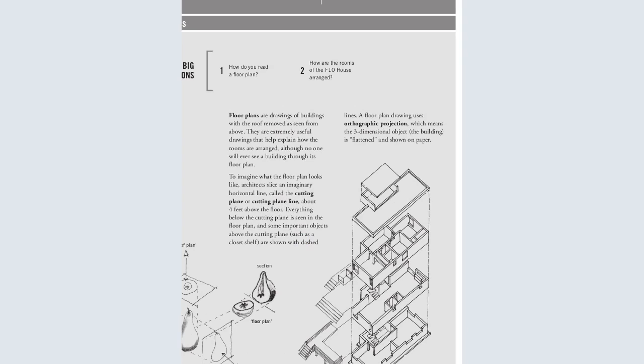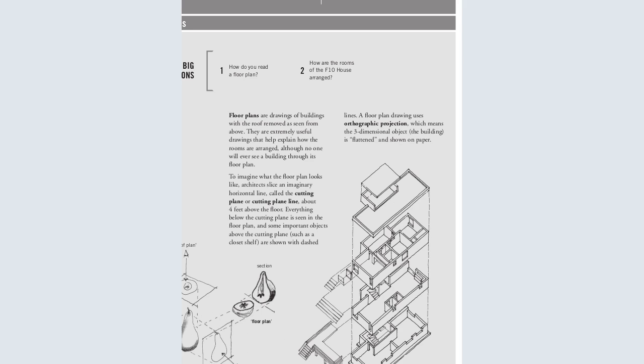So we have talked about floor plans, and we said that floor plans are drawings of buildings with the roof removed. You can now see an example of this. It's a floor plan. It's a drawing. This is 3D, and the roof has been removed. So when you remove the roof, it means that it is a section of it. You can only see the floor, but you cannot see the roof. So that is what we mean by a floor plan.